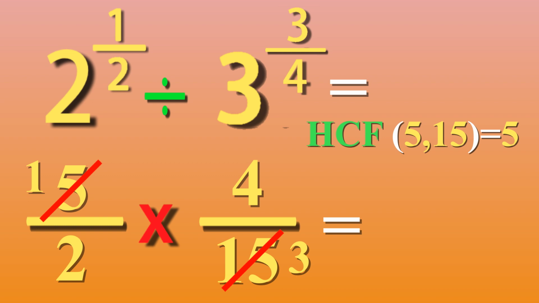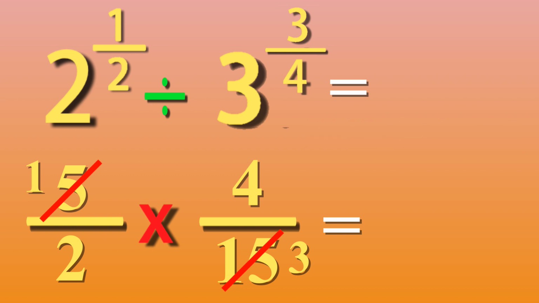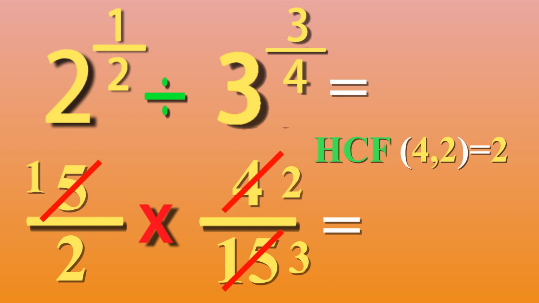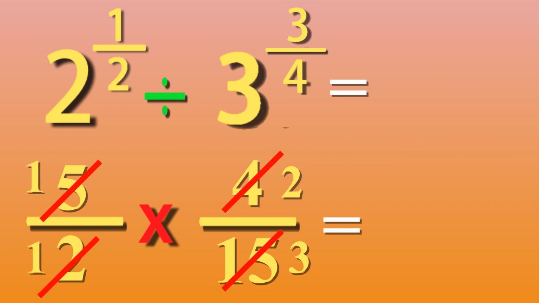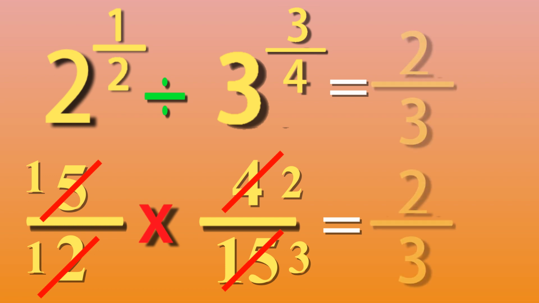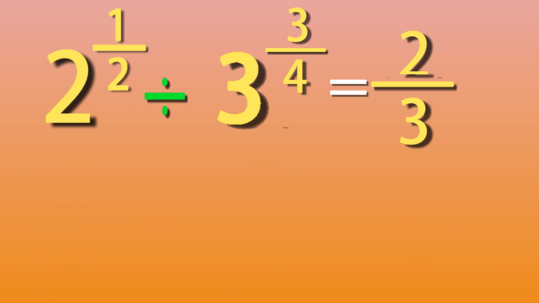But we can still do a bit more because the right hand side numerator and the left hand side denominator, 4 and 2, share a common factor, which is 2. So dividing both of these by 2, we get 4 divided by 2 equals 2 and 2 divided by 2 equals 1. Now the fractions have been cross-cancelled, leaving us 1/1 times 2/3. 1/1 is just 1, so the result equals 2/3. And that's our answer. 2 1/2 divided by 3 3/4 equals 2/3.